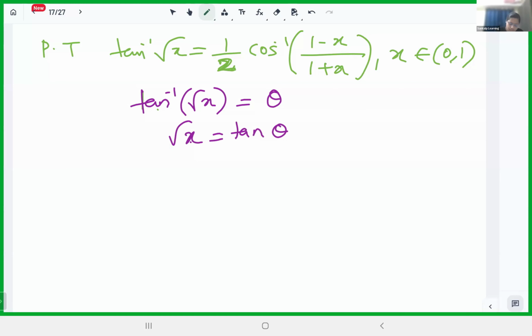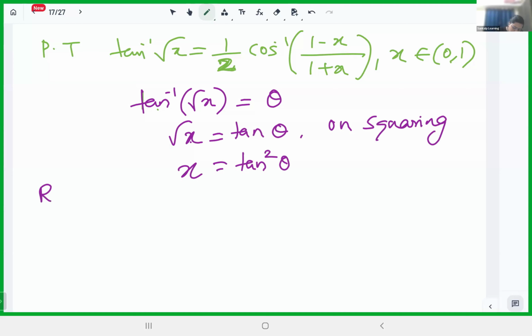So if I square this one, what happens? Root x into root x is x, right? On squaring, you will get x is equal to tan square theta. Okay, now we have got the substitution value for x. What is it? Tan square theta.